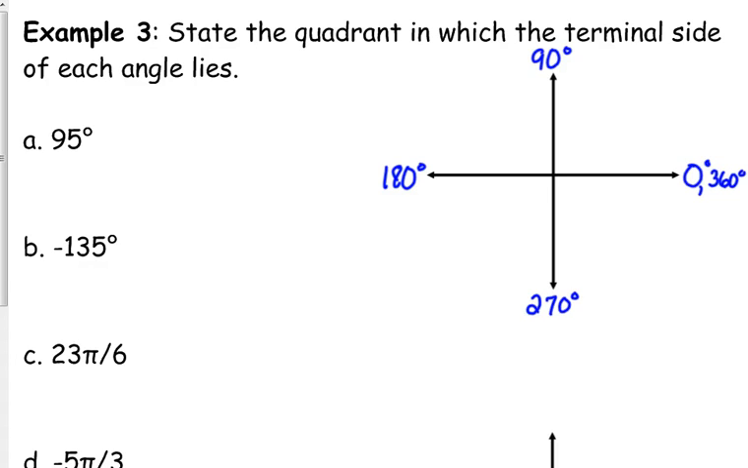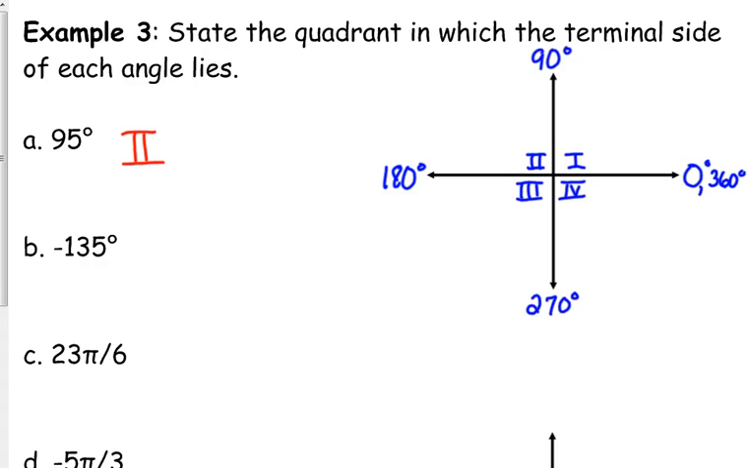0 degrees. Okay, so if we have 95 degrees, oh, also we're talking about quadrants, we need to make sure we label our quadrants correctly. 1, 2, 3, and 4, remember those are labeled counterclockwise. So 95 degrees is in quadrant 2.